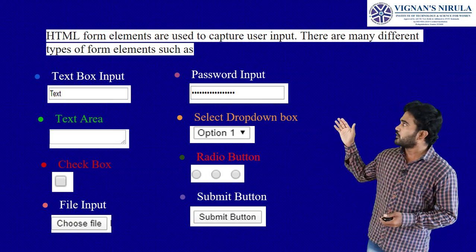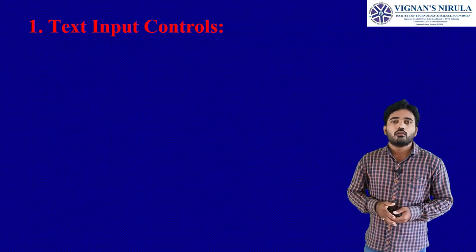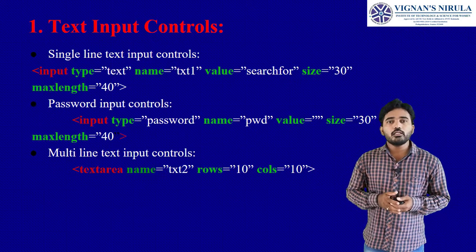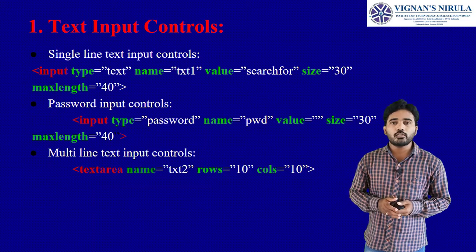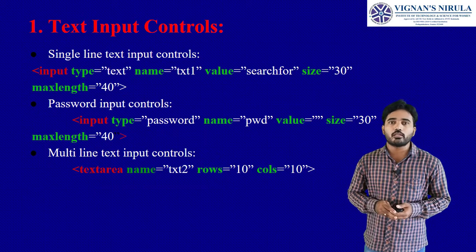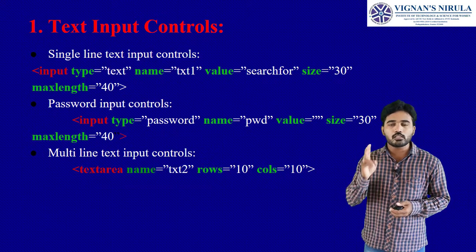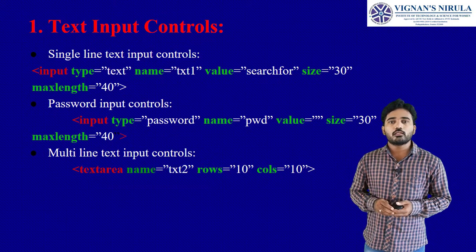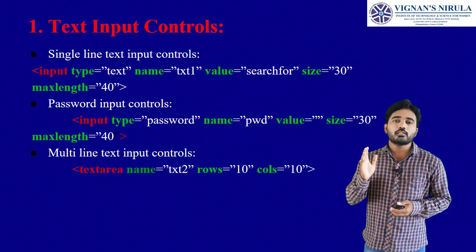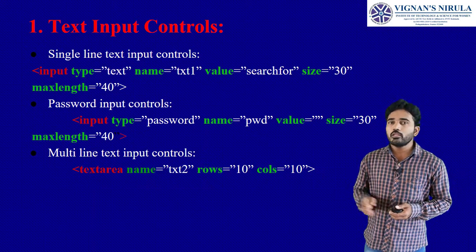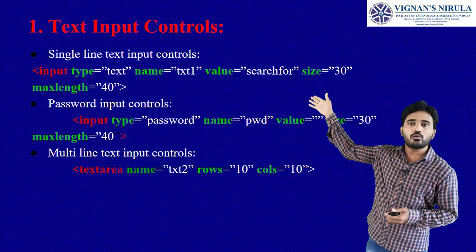Coming to the first, text input control. Generally, three types of text input controls are there. The first one is a single line text input control, the second one is a password input control, and the third one is a multi-line text input control. So coming to the first, single line text input control.